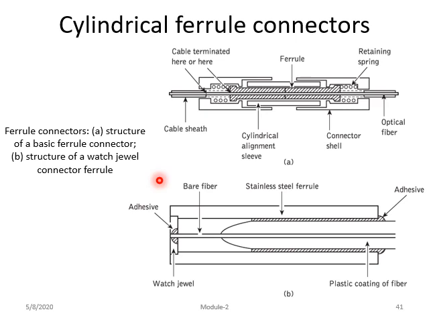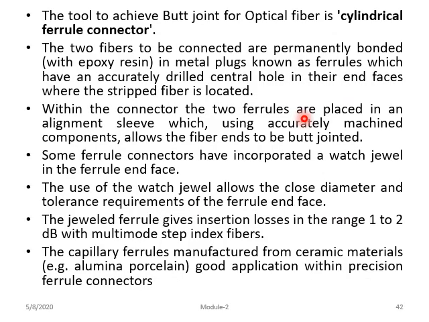The structure of a butt jointed ferrule connector is shown in the second diagram, but the first diagram is going to be important: the structure of the basic ferrule connector. Two fiber ends are connected with the help of a ferrule connector, something like an external sheath or external material. That is the ferrule material used here. The tool used to achieve butt jointing of the optical fiber is called a cylindrical ferrule connector. That is the first type, the butt joint. The two fibers to be connected are permanently bonded with epoxy resin in a metal plug known as a ferrule, which has an accurately drilled central hole in its end face.